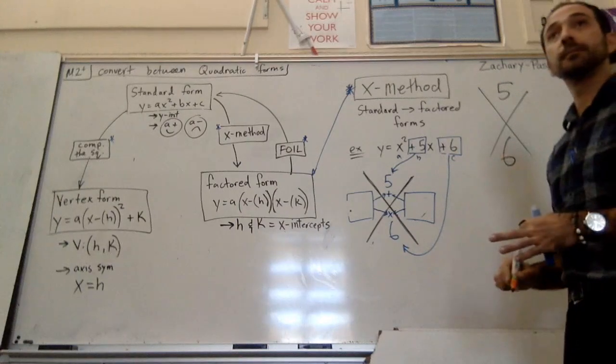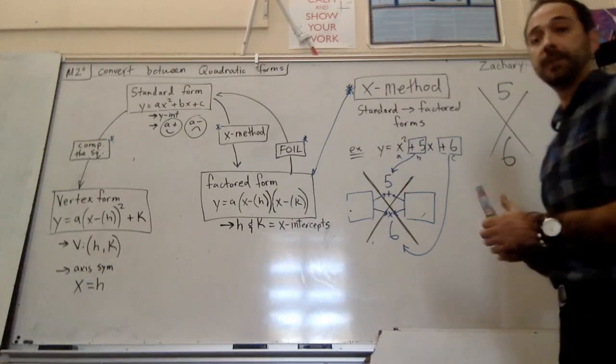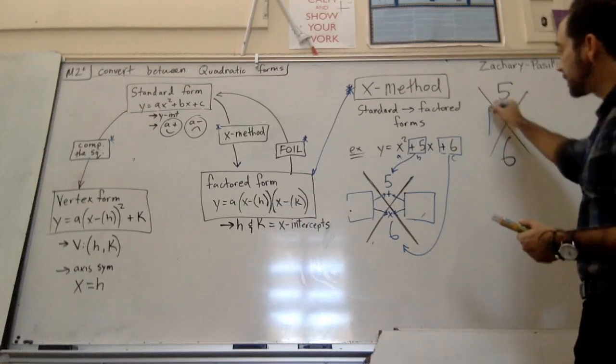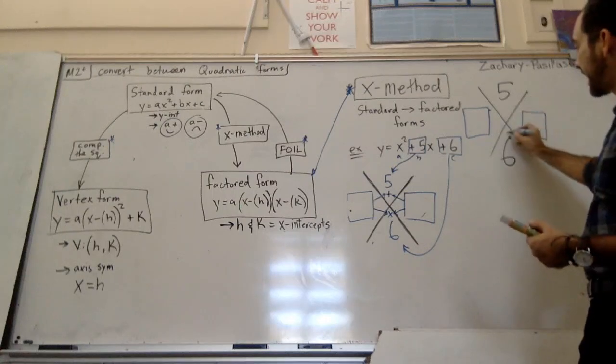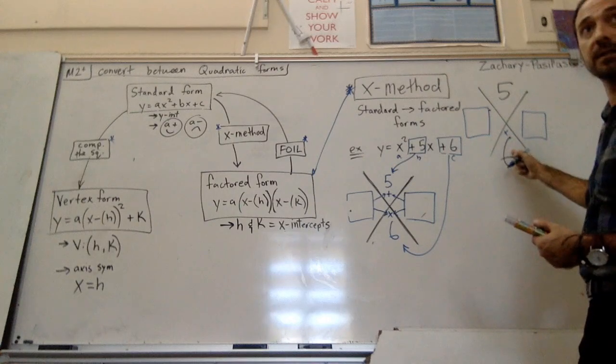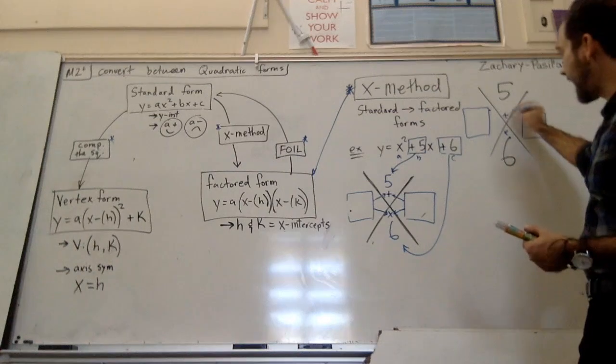6. The name of this game is find two numbers. Find two numbers that multiply to give us 6 and add to give us 5.